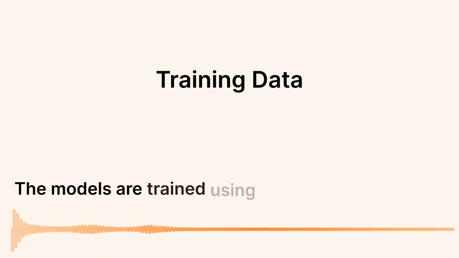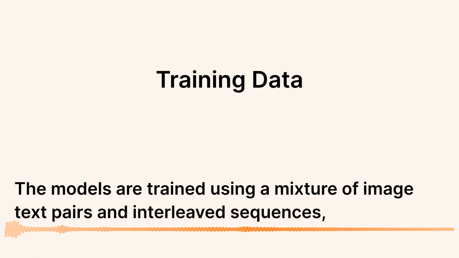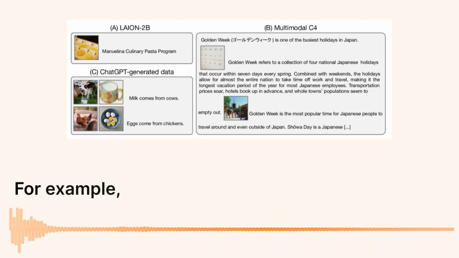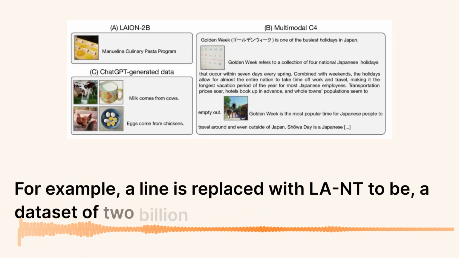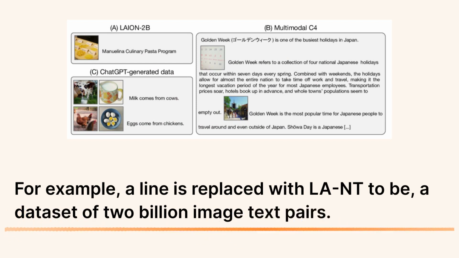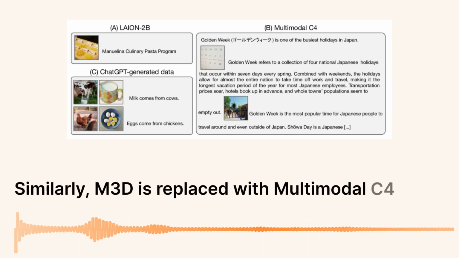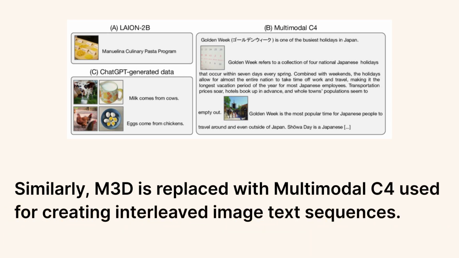The models are trained using a mixture of image-text pairs and interleaved sequences, sampled using the WebDataset format. For example, shards of LAION are replaced with LAION-2B, a dataset of 2 billion image-text pairs. Similarly, MMC4 is replaced with multimodal C4, used for creating interleaved image-text sequences.